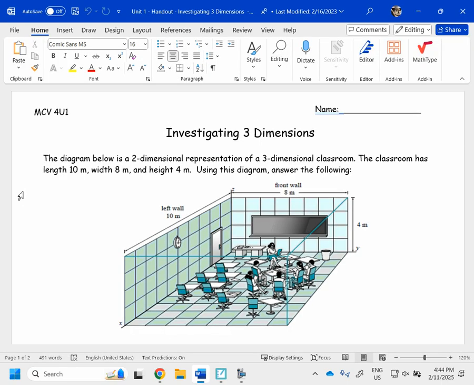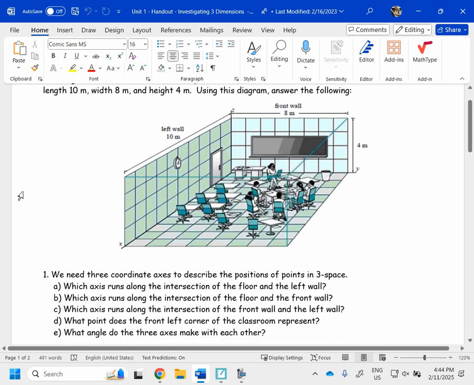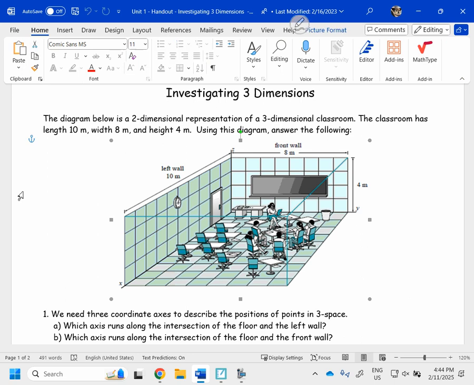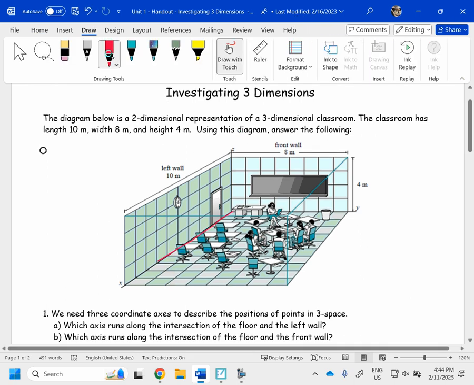Same diagram, same idea, just the handout that goes with it. Because we now have a three-dimensional classroom, we're going to need three coordinate axes. Notice in this diagram that we have an axis that runs along the intersection of the floor and the left wall. That would be this axis right here, which we're going to call the x-axis.